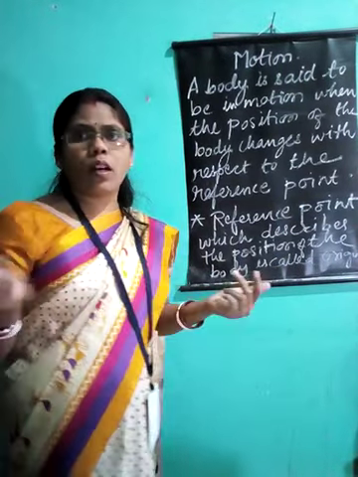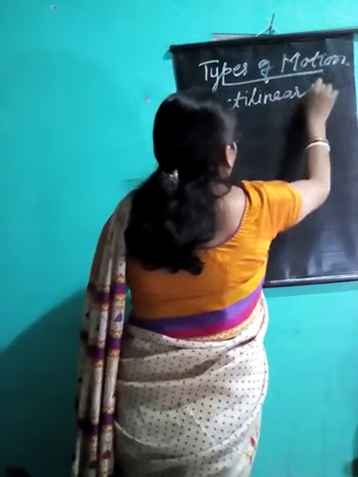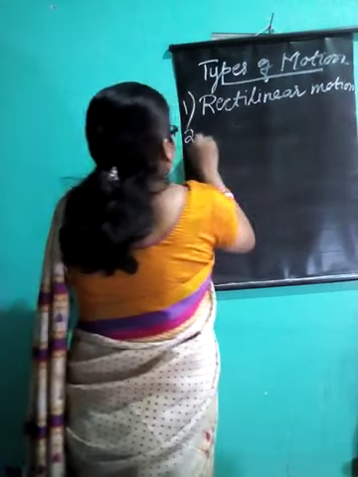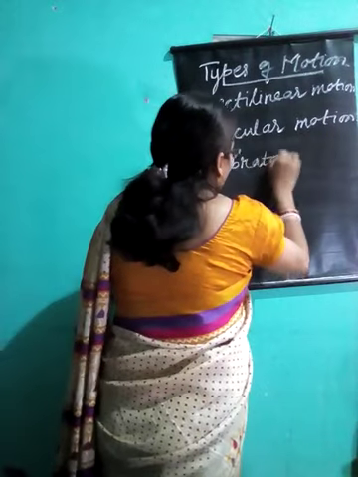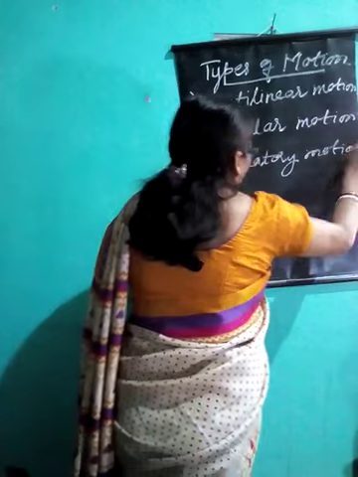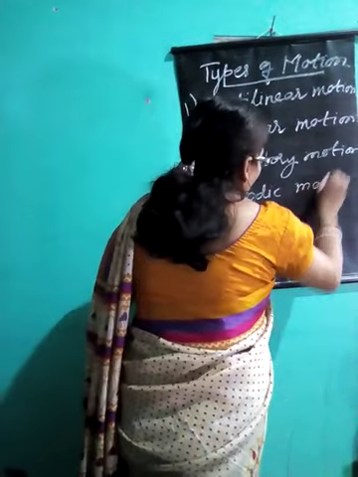Now let us see different types of motion. Types of motion. First is rectilinear motion. Second, circular motion. Third, vibratory motion. Fourth, periodic motion. And more we will see later.